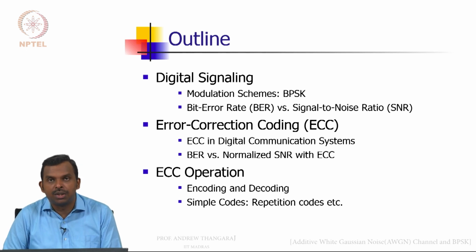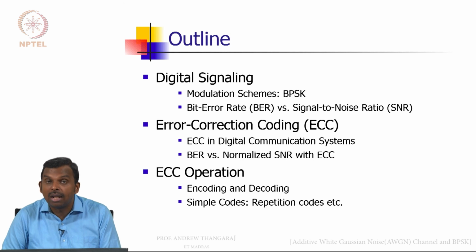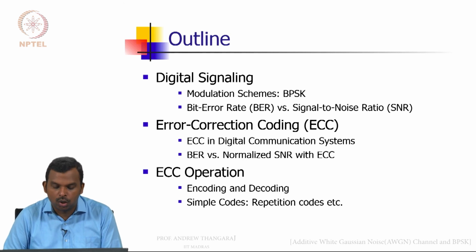Then we will introduce how error control coding, or error correction coding, works in a digital communication system. We will specifically talk about a plot of bit error rate versus normalized SNR, or Eb over N0, in the presence of an error control code. Finally, I will conclude with how encoding and decoding is typically implemented and provide simple examples. Basically, the repetition code is the example we will use.